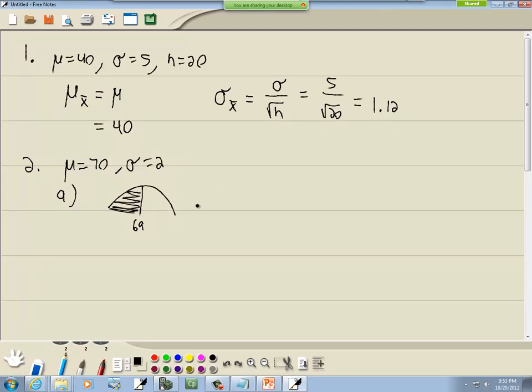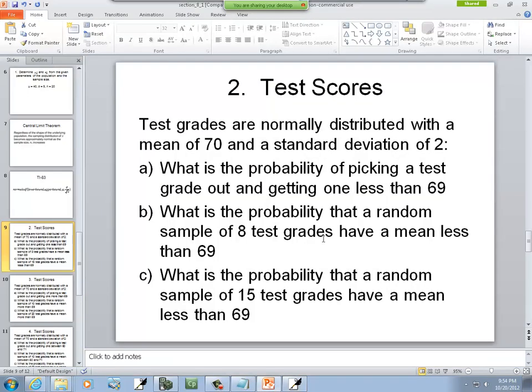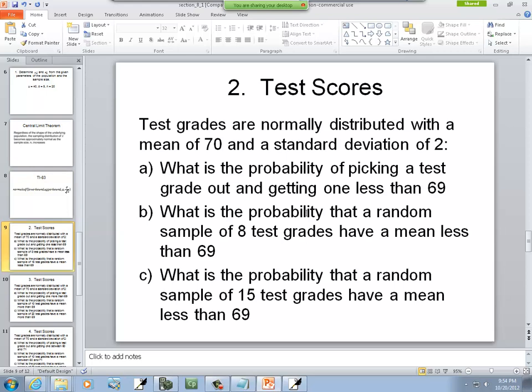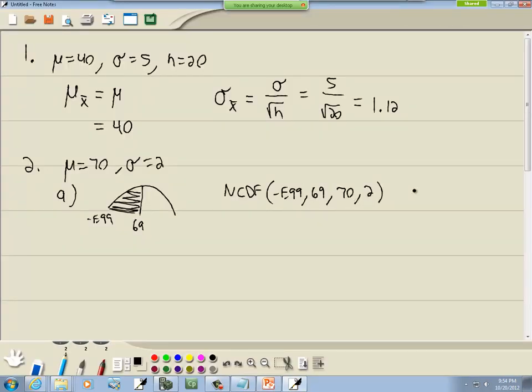Now I'm going to do this on the calculator first. Negative infinity here is negative E99. So to do this on our calculator, we'll do normal CDF, abbreviated that way. We'll put negative E99, comma, 69, comma, our mean, which is 70, comma, our standard deviation, which is 2. Since we're talking about one test grade, we don't need to do the divide by square root of n. This is what we did before. So let's see what that gives us.